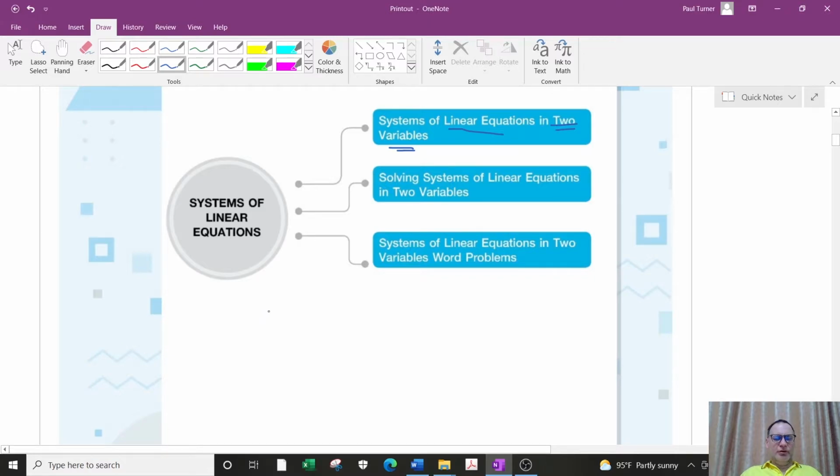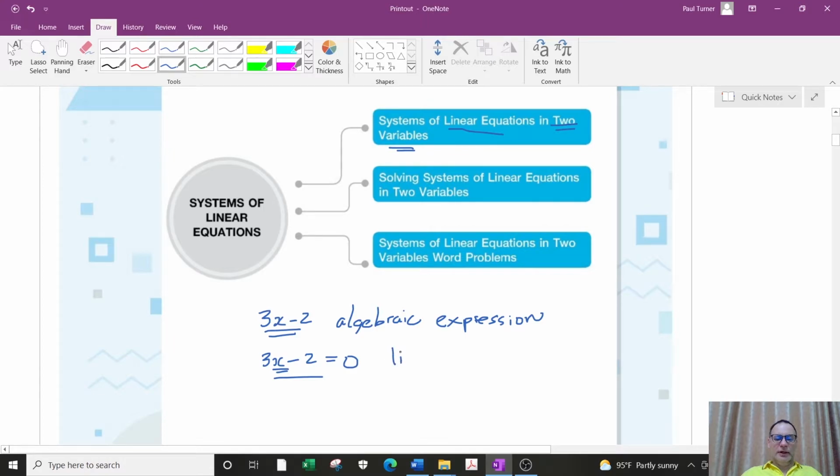Okay, so think about if you had 3x minus 2. If you see something like this, it's called an algebraic expression. It's not an equation because we have no equal sign. If we add a number on the back, 3x minus 2 equals 0, we have an equation, a linear equation in one variable. The variable is x.